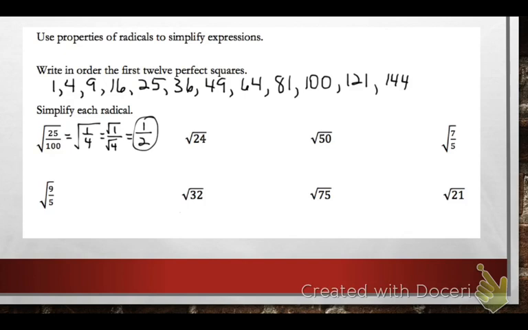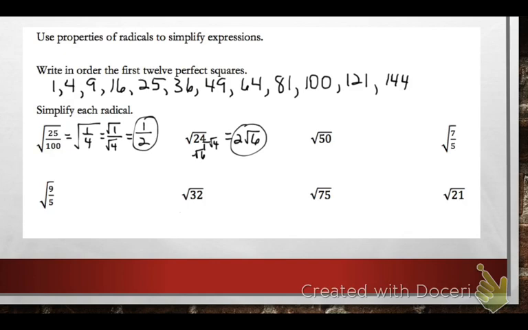Now with the square root of 24, it's not a perfect square, so I'm going to think of a factor pair that does have a perfect square, and I think of 6 and 4. I'll rewrite this as the square root of 6 times the square root of 4. I can take the square root of 4, which is 2. I cannot evenly take the square root of 6, so that's all I can do to simplify.